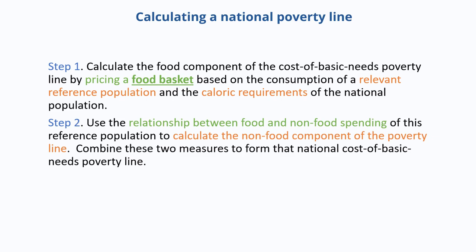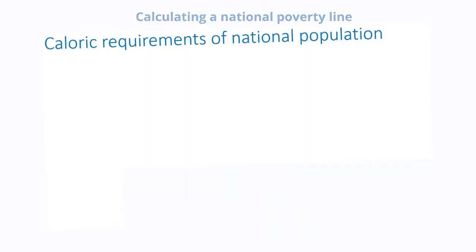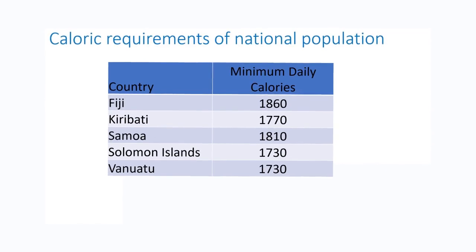We combine these two measures to form the cost of basic needs poverty line. Step 3 is to apply this to the consumption aggregate and perform poverty analysis. So as I mentioned, the caloric requirements of the national population can vary. Here are the requirements for a few countries as defined by the FAO. As you can see, Fiji is higher at 1,860 calories, whereas Vanuatu is low at 1,730.